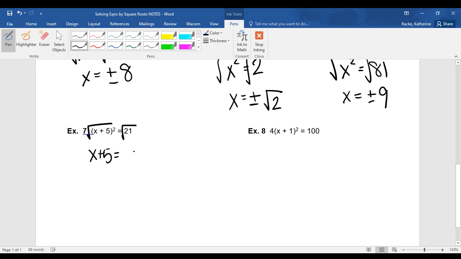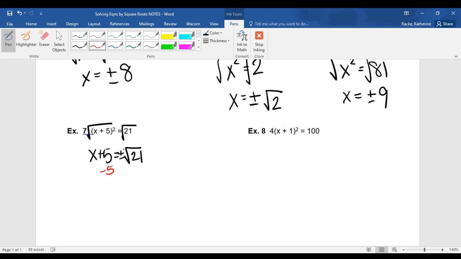I can't square root 21. It's not a perfect square and it does not simplify, so I'm going to leave it as the square root of 21. I still have to solve for x. So to solve for x, don't forget your plus and minus here. I just need to subtract 5 from both sides.